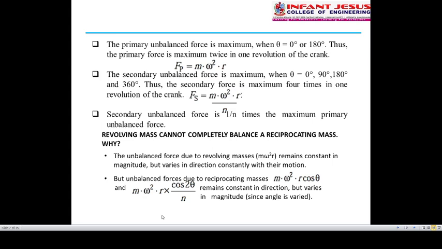In this class we have studied the revolving masses rotating in different planes. We saw two problems, and we have started the next topic, that is balancing of reciprocating mass.